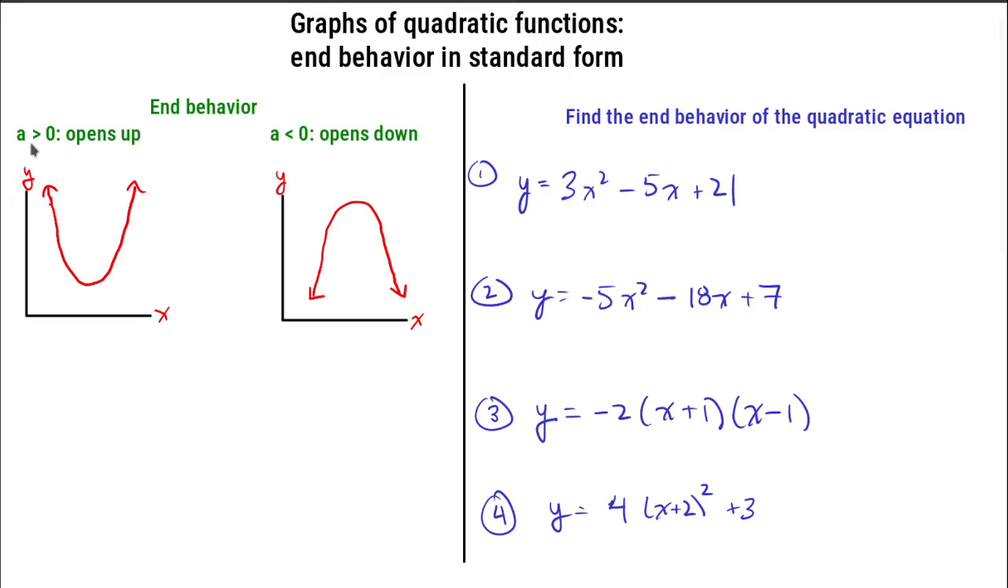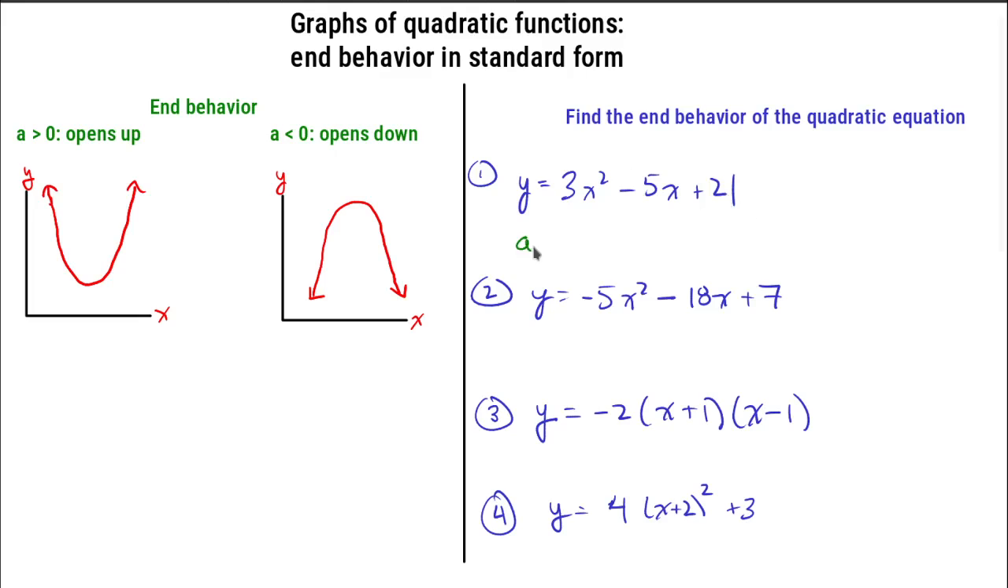So if it opens up, it's a U-shape. If it opens down, it's an upside down U-shape. So let's see how this works with these 4 examples here. So the first example, we've got y equals 3x squared minus 5x plus 21.